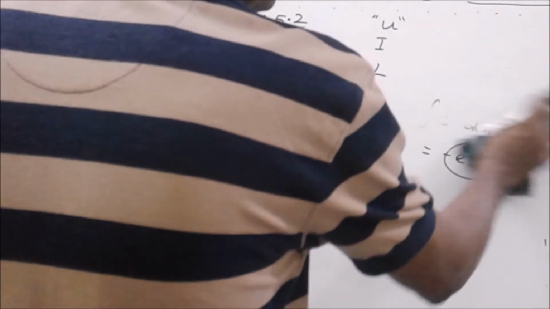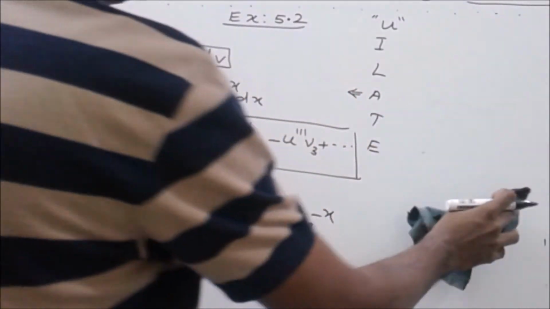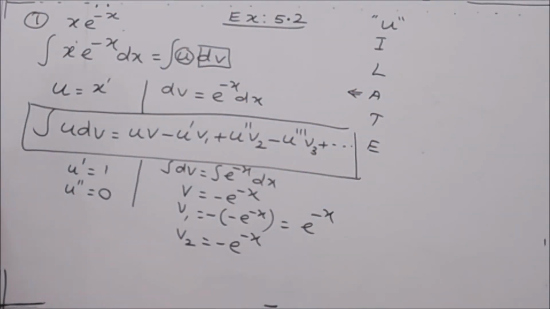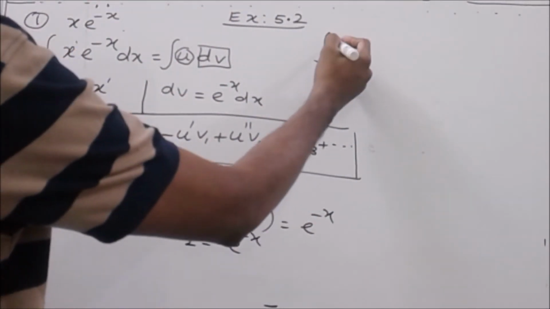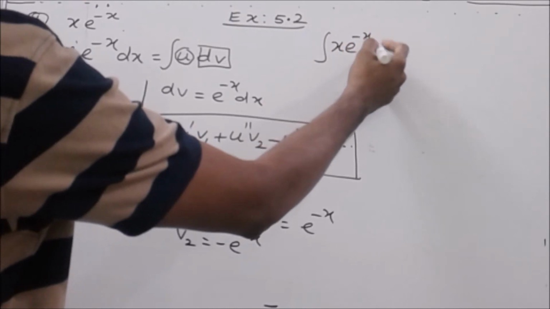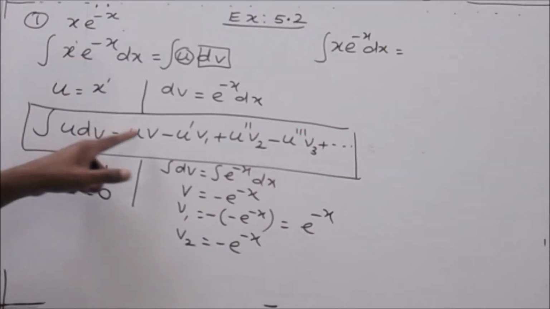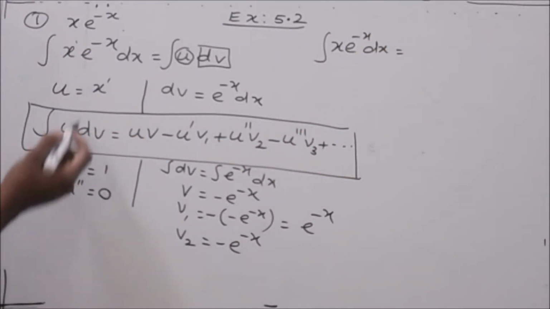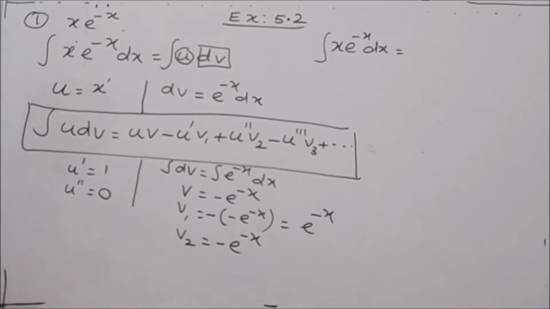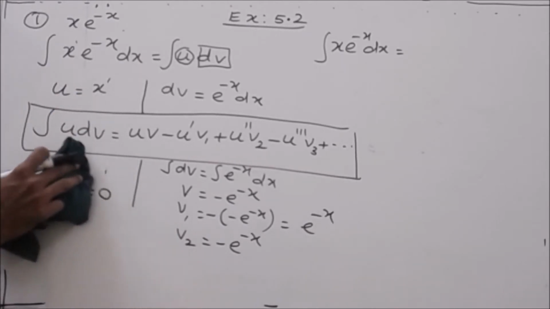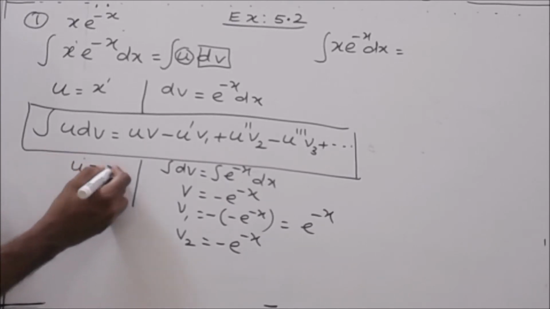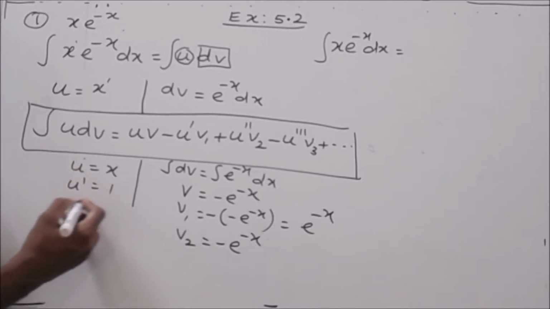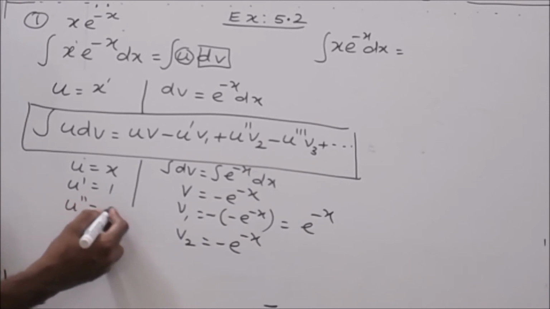That is, integral x e power minus x dx is equal to uv, multiplying u and v, where u is taken as x. You can write here all the steps. Listen here: u equals x, u dash is equal to 1, u double dash is equal to 0.